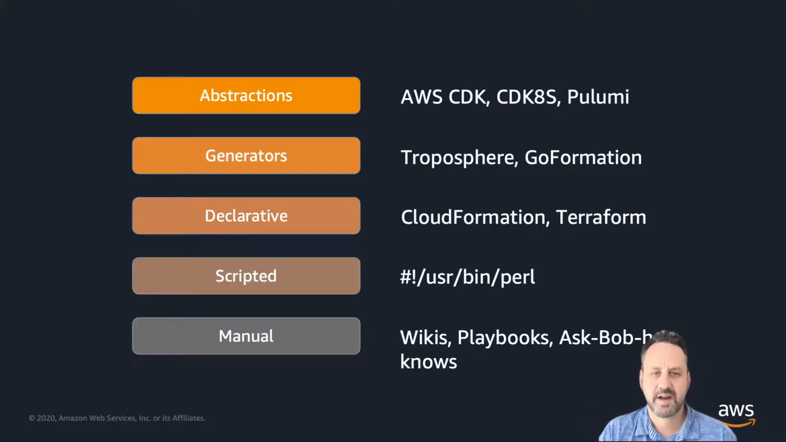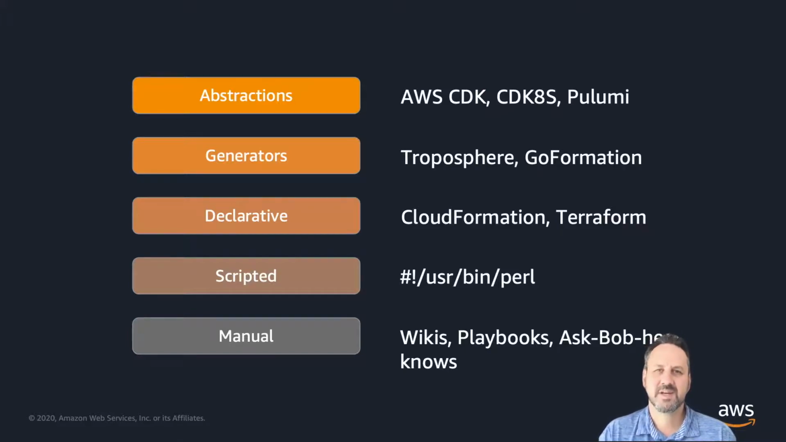So starting at the bottom, at the beginning, back again in the early 2000s, this is where it was a very manual process. We had our wikis, we had some playbooks. I think we can all remember when our managers and our leaders back then said, hey, do you have a run book? And if you didn't have a run book, you had to go ask Bob or ask Susan, like maybe she knows how this works. And that was really tough.